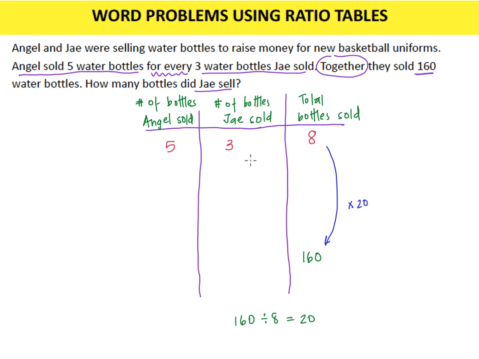And we can do the same on the other side. So 3 times 20 is 60, and 5 times 20 is 100. So they are asking us how many bottles did J sell. So J sold 60 bottles. So sometimes when they give us the total, we have to make a third column.